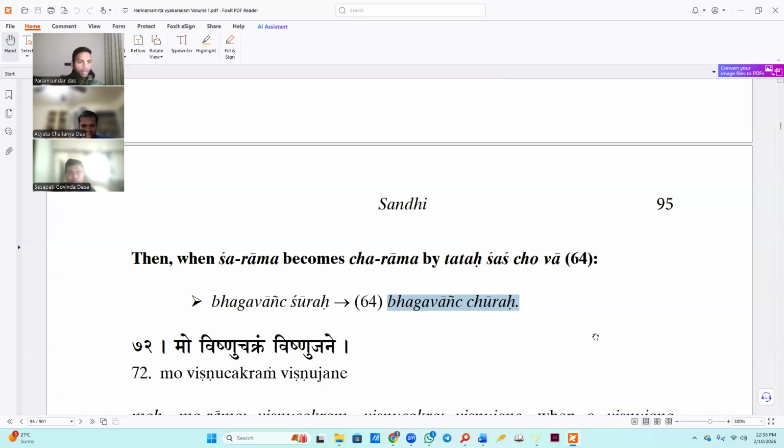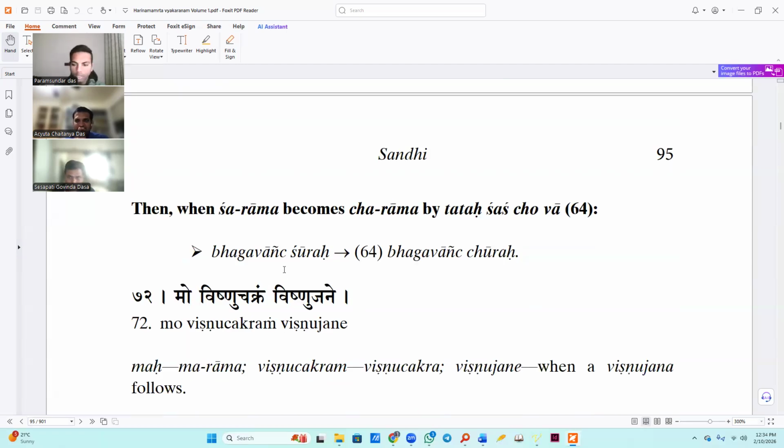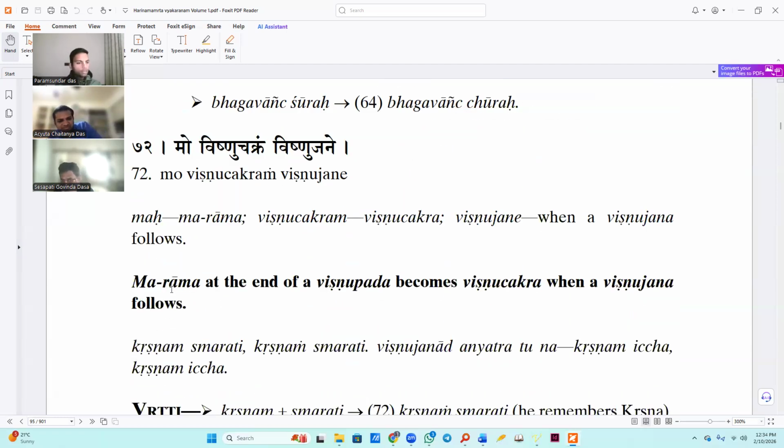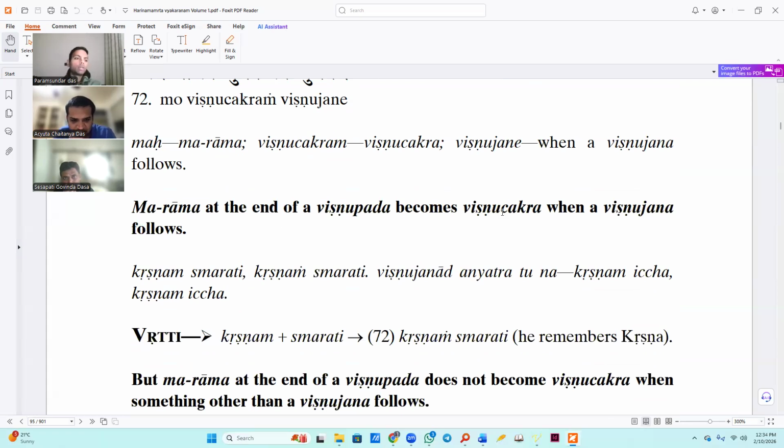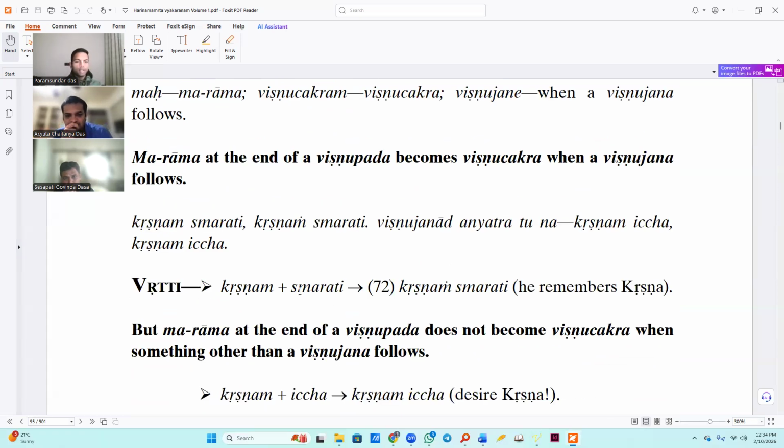The last sutra of this section, Vishnu Jana Sandhi, will give a fourth form from this Bhagwang Chura. So there is another fourth form which will be done by the last sutra. Mo Vishnu Chakram Vishnu Jane. If there is Ma at the first place, followed by any Vishnu Jana at the second place, it's a very simple rule: Ma becomes Vishnu Chakra. Krishnam Smarati: Ma followed by Vishnu Jana, Ma becomes Vishnu Chakra.